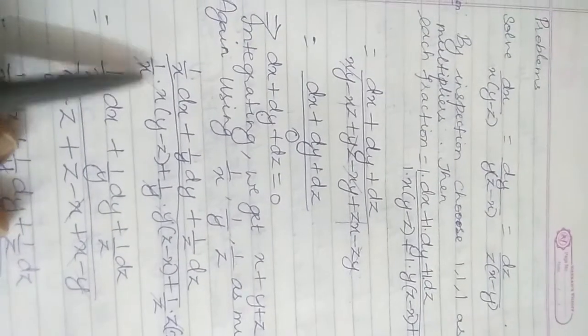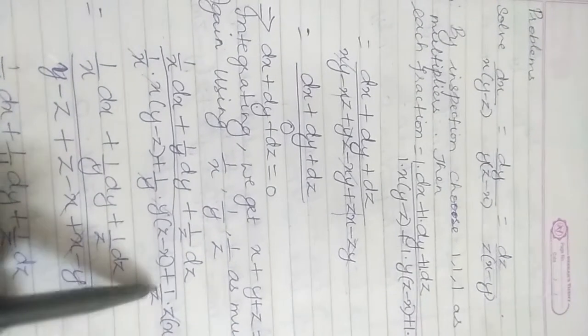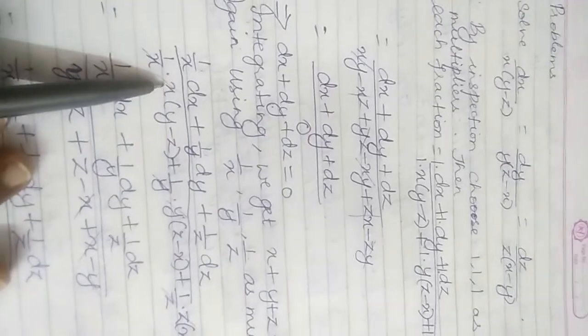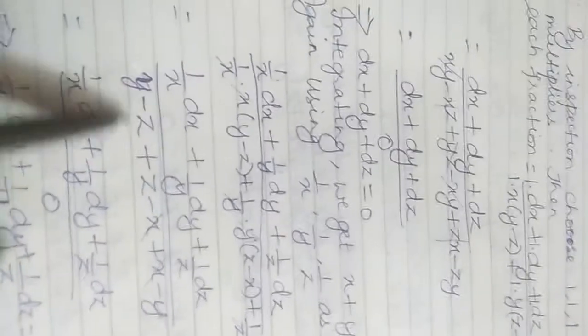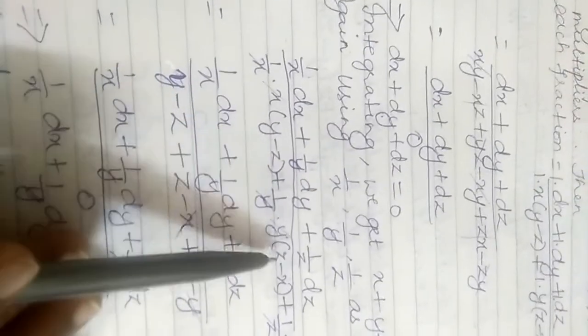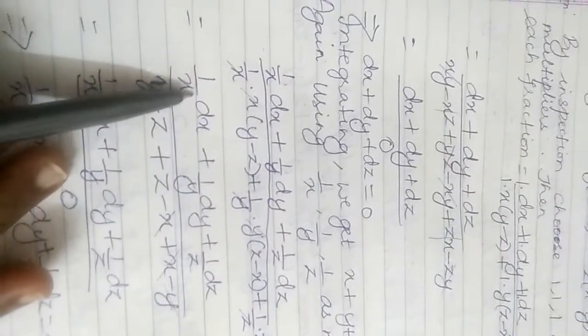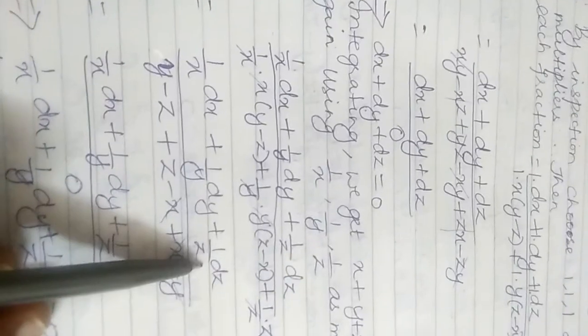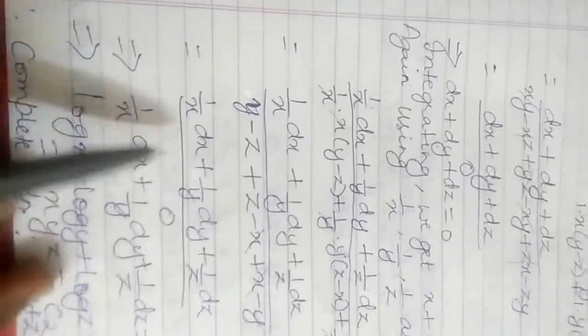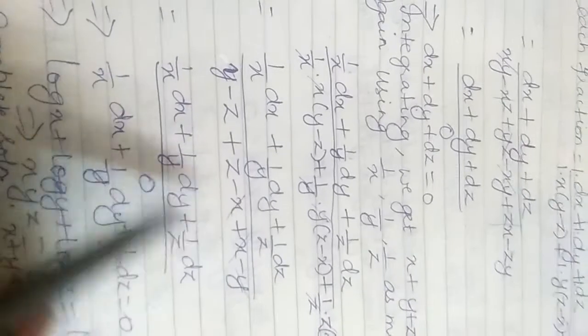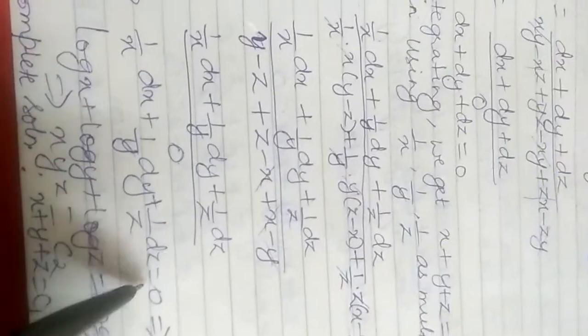So these terms x, y, z divide each other and leave us 1. By removing the brackets in the denominator, we get y minus z plus z minus x plus x minus y. The numerator is written as it is. The denominator terms get cancelled, which leaves a 0. Now the numerator is equal to 0.